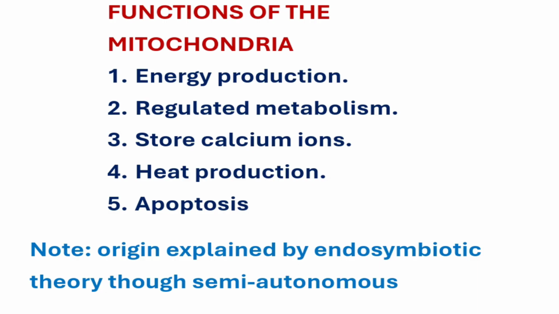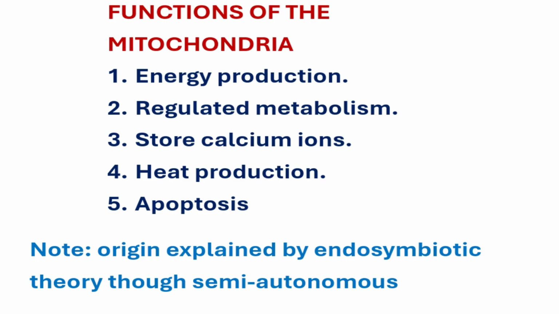Functions of the mitochondria. Energy production. The primary function of the mitochondria is to break down glucose during cellular respiration to release energy. Regulate metabolism. Mitochondria help control metabolic activities. It stores calcium ions important for cell signaling. In specialized brown fat cells, mitochondria produce heat during metabolism, and this helps maintain the internal environment constant.